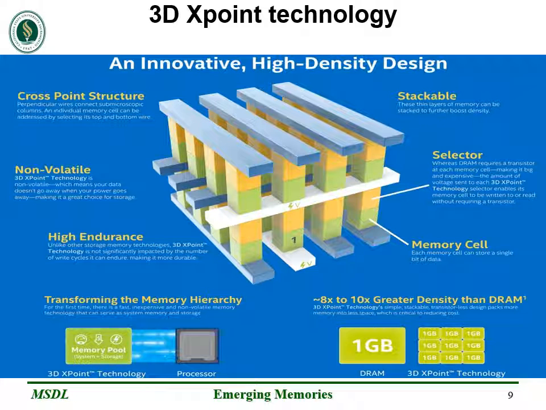This slide consists of a basic outline of the stuff that I've mentioned earlier. It has a crosspoint structure, it's stackable, hence 3D. It has a selector line which is selected on varying voltage, and it has perpendicular memory cells. And it has 10 times the density of DRAM. It transforms the memory hierarchy because it maintains both together, has high endurance, and falls under non-volatile memory.